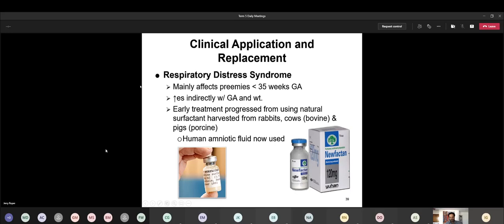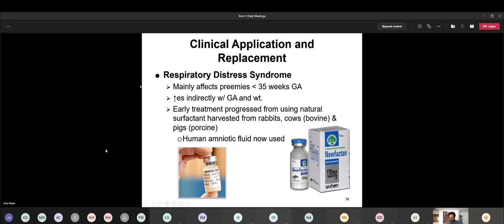I mean, you could have some preemies who are a little bit older than 35 weeks and still end up in RDS. But what they do know is that the smaller the baby, the greater the chances of them developing RDS. So we're talking like our VLBWs and ELBWs. They for sure are probably going to develop RDS.